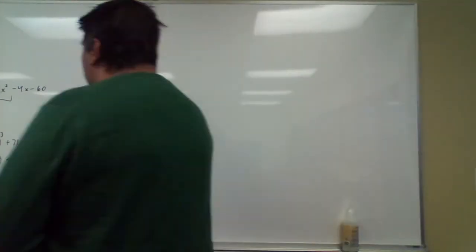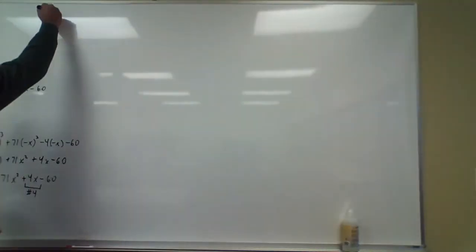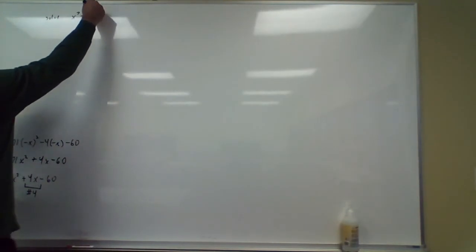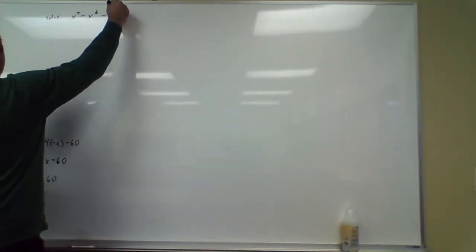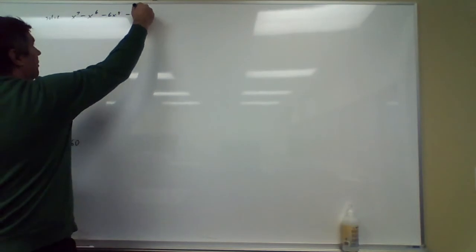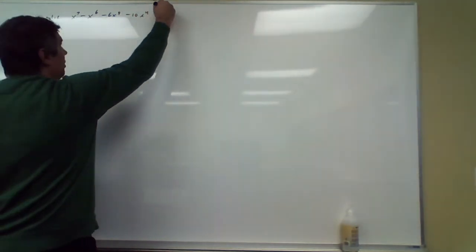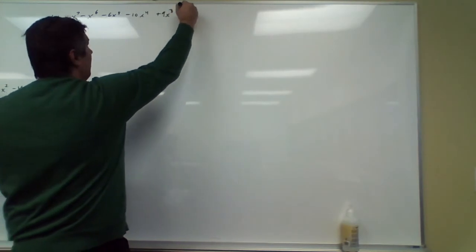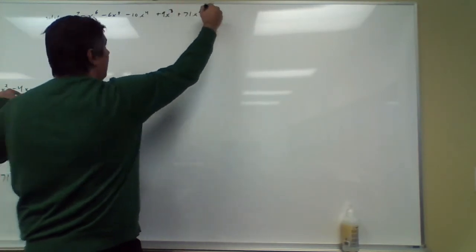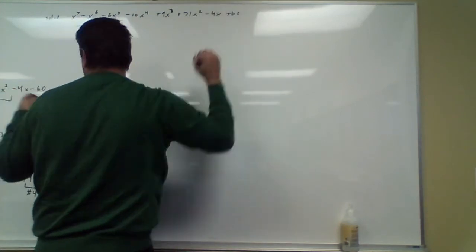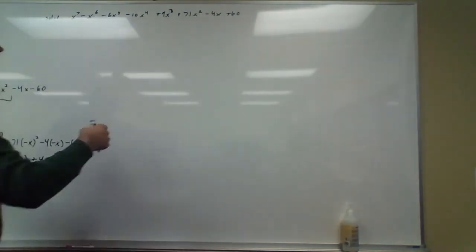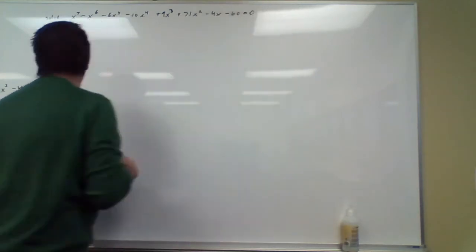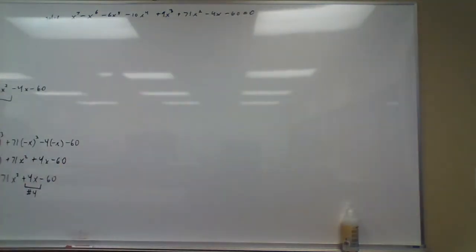Okay, so we're now going to solve x to the 7th minus x to the 6th minus 6x to the 5th minus 10x to the 4th plus 9x cubed plus 71x squared minus 4x minus 60. Sorry, minus 60. Let me double check it again. So to find the roots of that polynomial, we need to set it equal to 0.